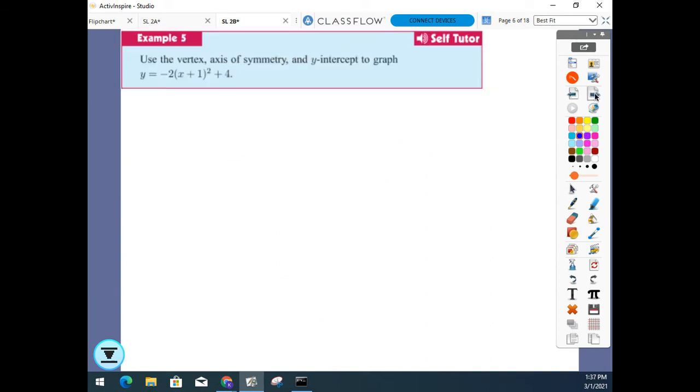Okay. These get a little less intensive. Okay, so just one problem. It says use the vertex, axis of symmetry, and y-intercept. So when they're specifically asking you for pieces, make sure you address all pieces of the problem.